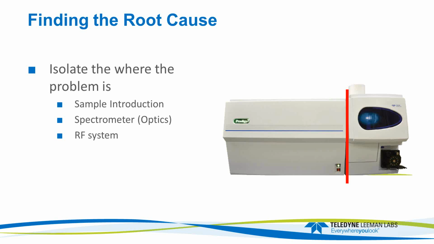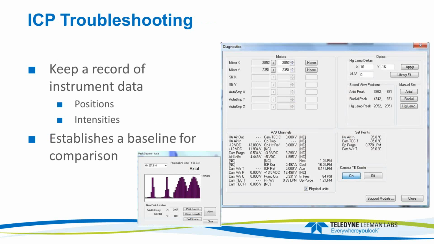Okay. So the first step for troubleshooting, and it really helps when you have your instrument, is to keep a record of the instrument's conditions when it's running well. Most instruments will have a diagnostics page or something in the software where things like mirror positions are stored, where intensities are stored. For example, when you position your plasma or you align the plasma view, you use an element.